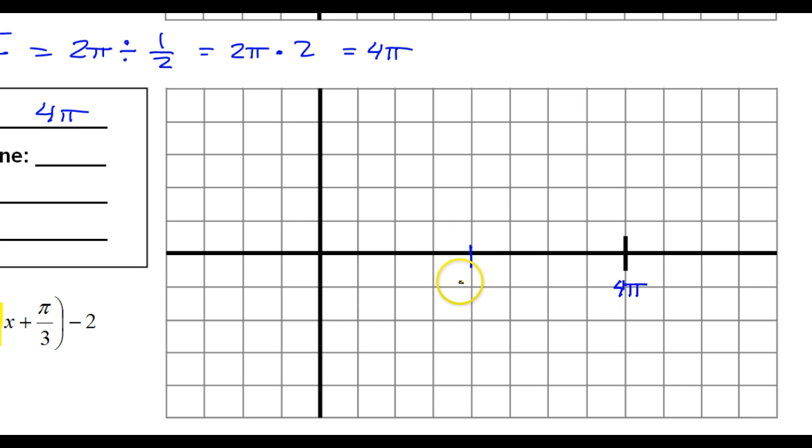Alright, so in the middle we will have 2 pi. Halfway to that will be 1 pi. And halfway between these will be 3 pi. This one is always 3 of these.